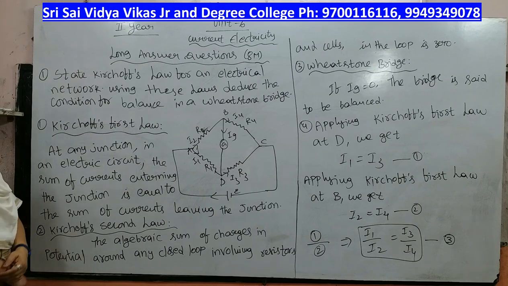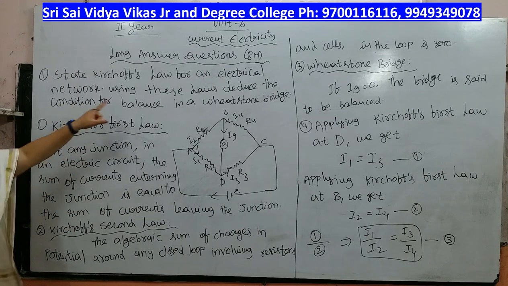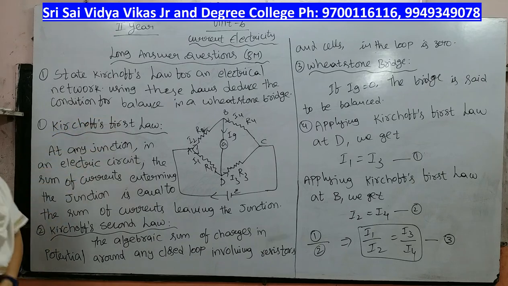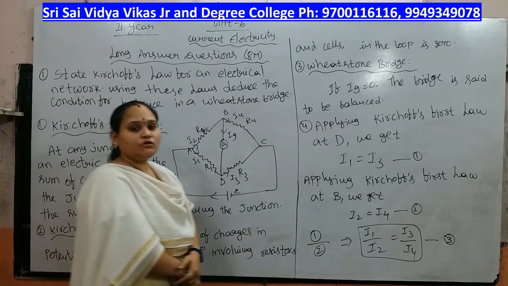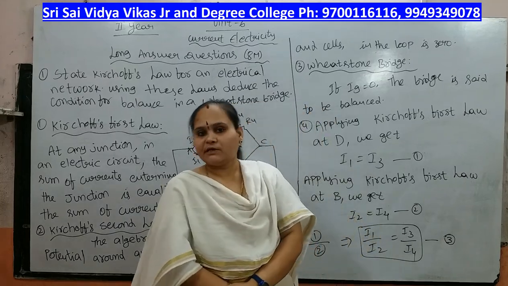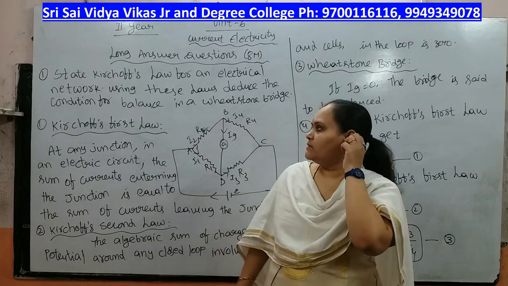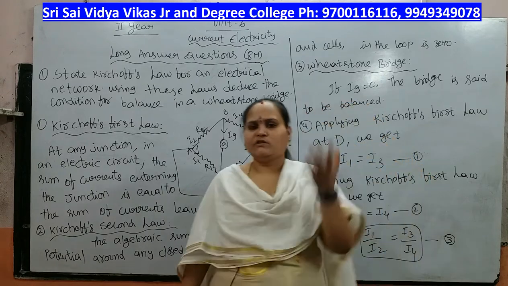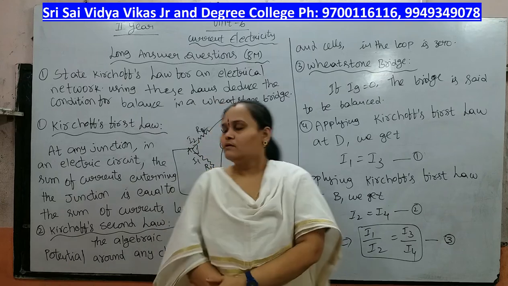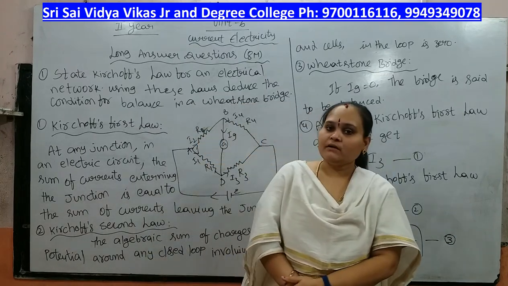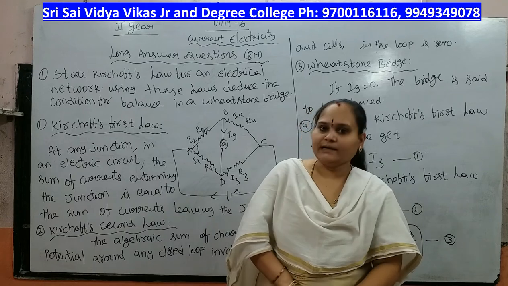State Kirchhoff's law for an electrical network. Using these laws, deduce the condition for balancing in a Wheatstone bridge. So, we will calculate the Wheatstone bridge balanced condition, that is P by Q equal to R by S. That will be proved by using R1 by R2 equal to R3 by R4, the resistance ratio. We can prove the Wheatstone bridge balancing condition using the Kirchhoff law.